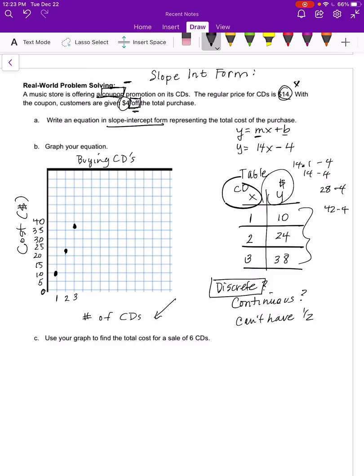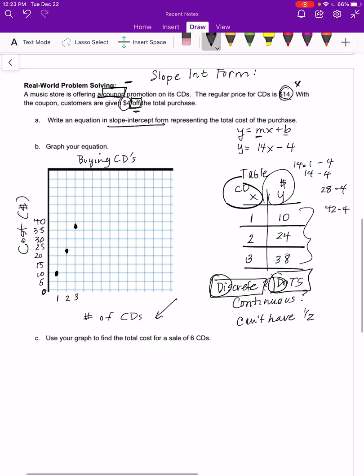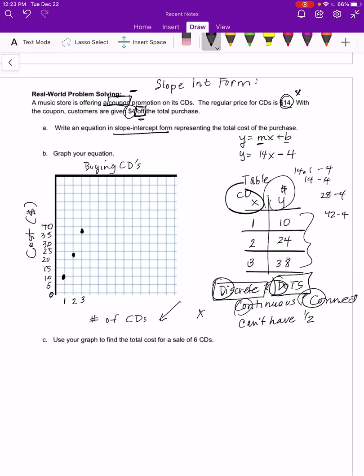And if you had a half, that would be continuous. So this is discrete, which means I leave it as dots. Remember, D, D. If you can have a half, that means it's continuous, and then you connect. So don't forget about that, and you use the x-axis. I'm going to leave it as dots because this is discrete. You can't have a half. This is a count of things. That's what discrete data is.